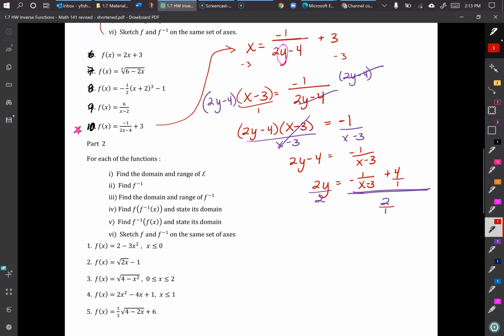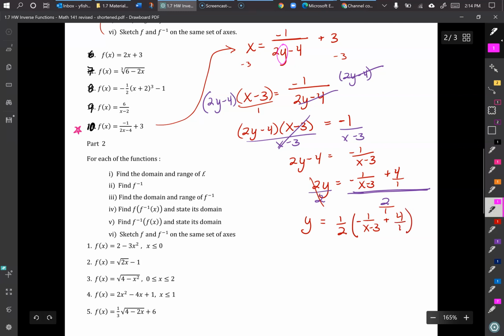So that might be, if you didn't end up right in the very tail end of it, what I was hearing questions on. That may be why. So this will give me y by itself. But then here I have a half, right? Because when I divide by 2, I'm multiplying by the reciprocal. So I'm going to write it as a half, and then have my parentheses there, negative 1 over x minus 3 plus 4 over 1, and then I have to distribute that.